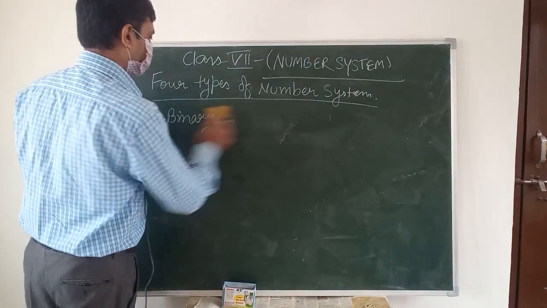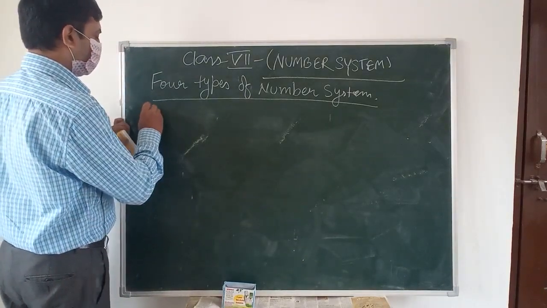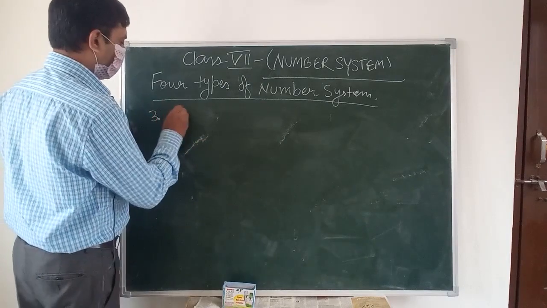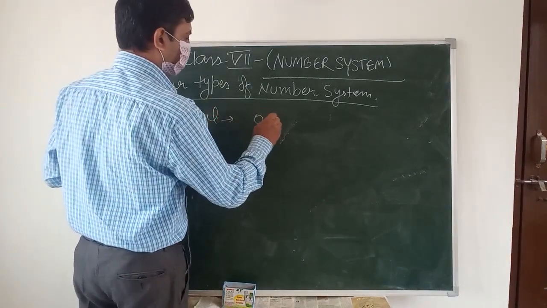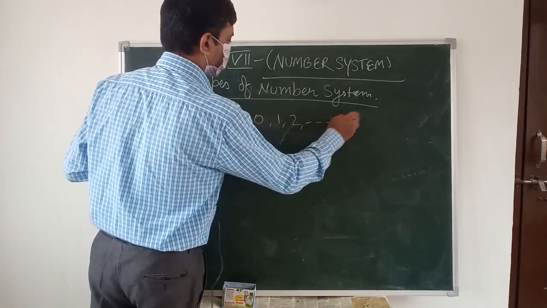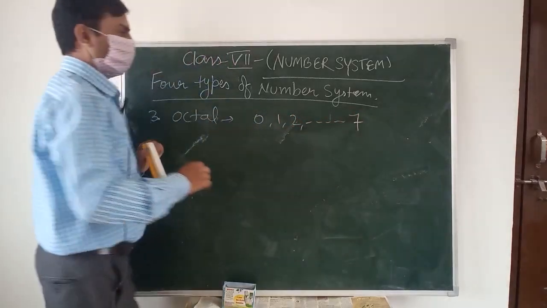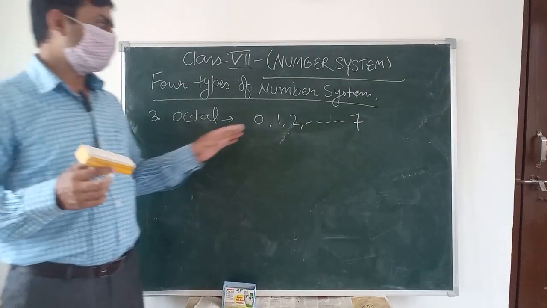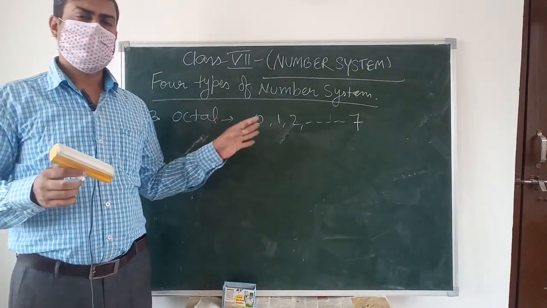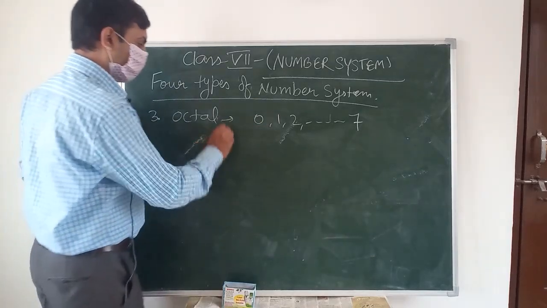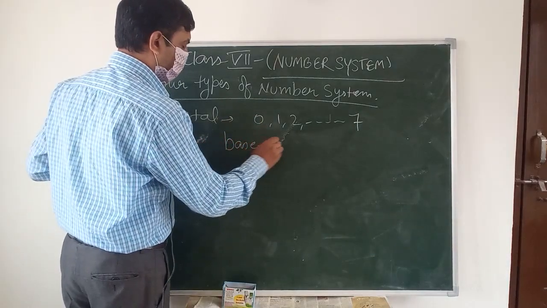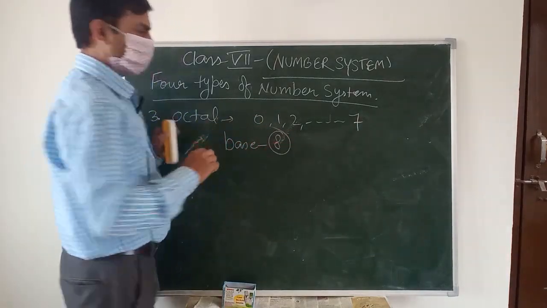Like the same, third, octal. In octal, 0, 1, 2 up to 7. When you count this 0, 1, 2, 3, 4, 5, 6, 7, it will come 8. So its base is 8.